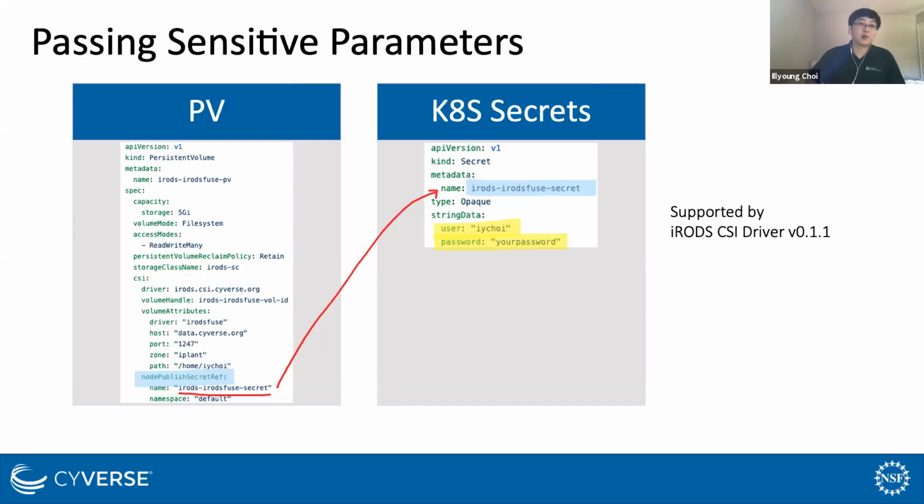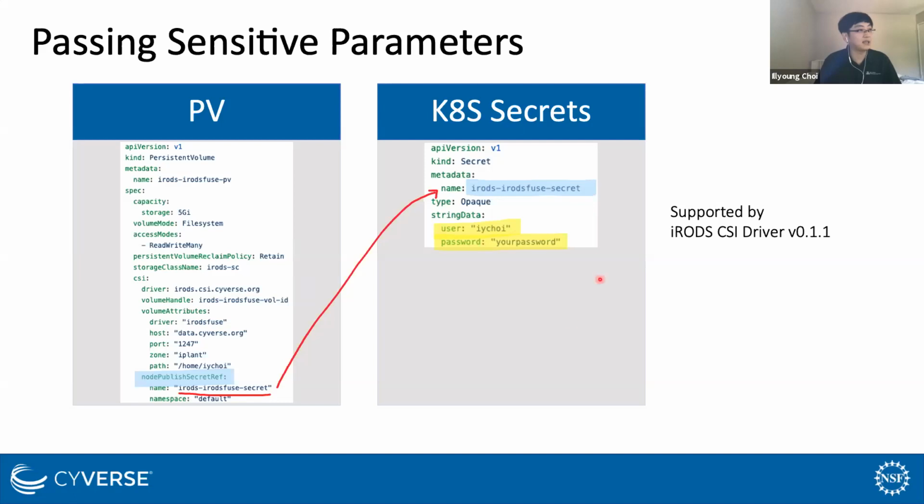Passing username and password in clear text in persistent volume objects can be insecure. So in this case, you can use Kubernetes secrets, which is supported by iRODS CSI driver version 0.1.1. We will see this one in our demo. You can create Kubernetes secret objects first, and then refer to the secret object in the persistent volume. So you don't have to type username and password in clear text in the persistent volume object.